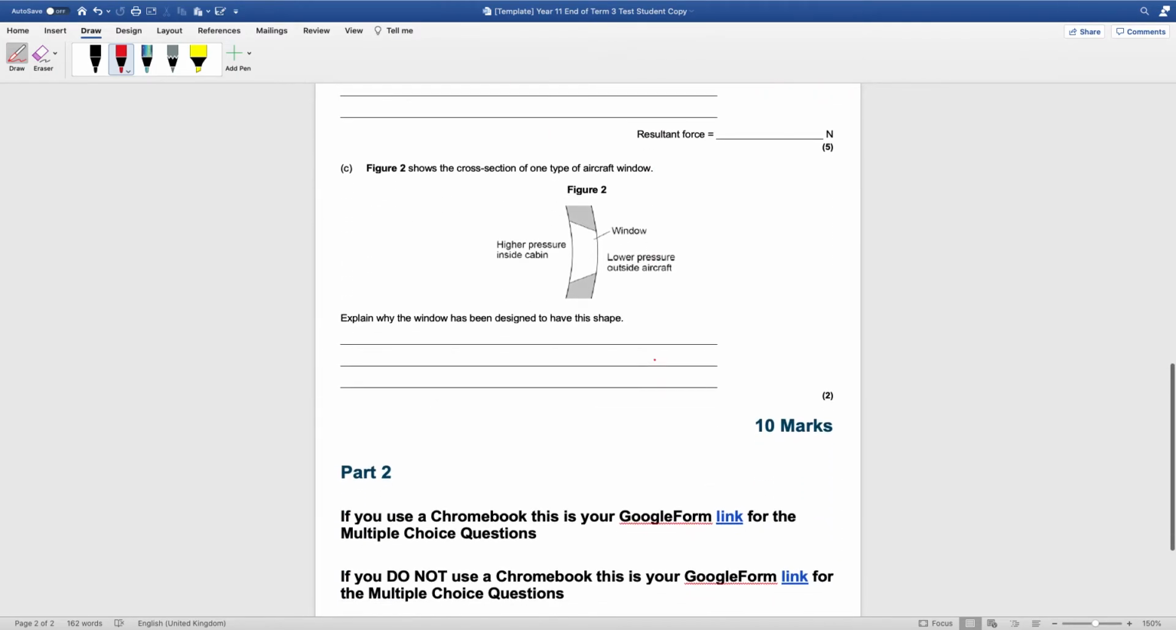And then finally, explain why the window has been designed to have this shape. Well, you have a larger force inside. Remember, force is pressure times area. So you have a higher pressure, but you also have a higher area.